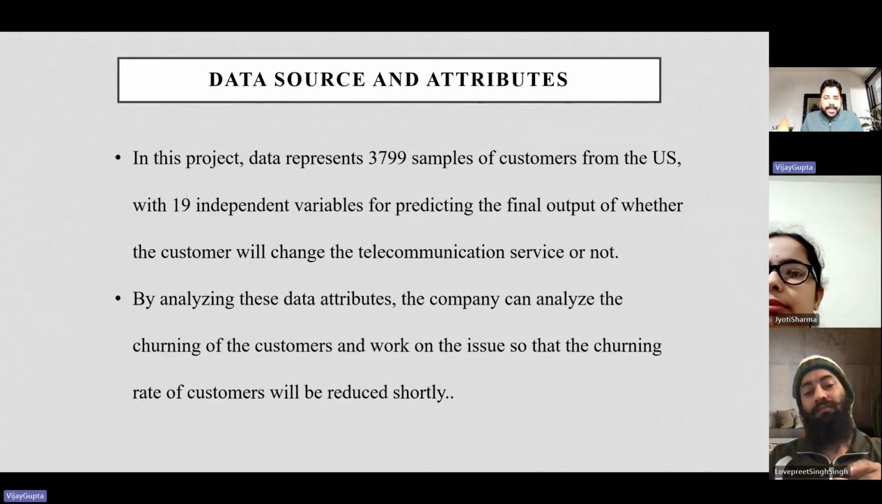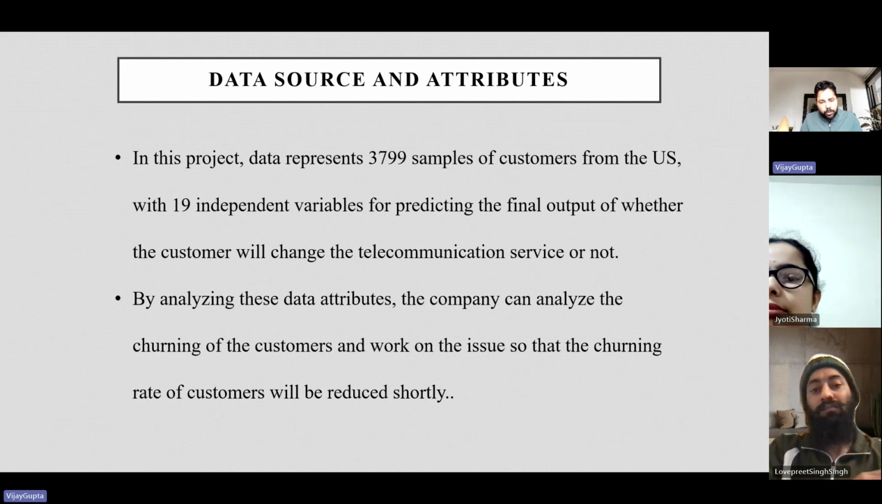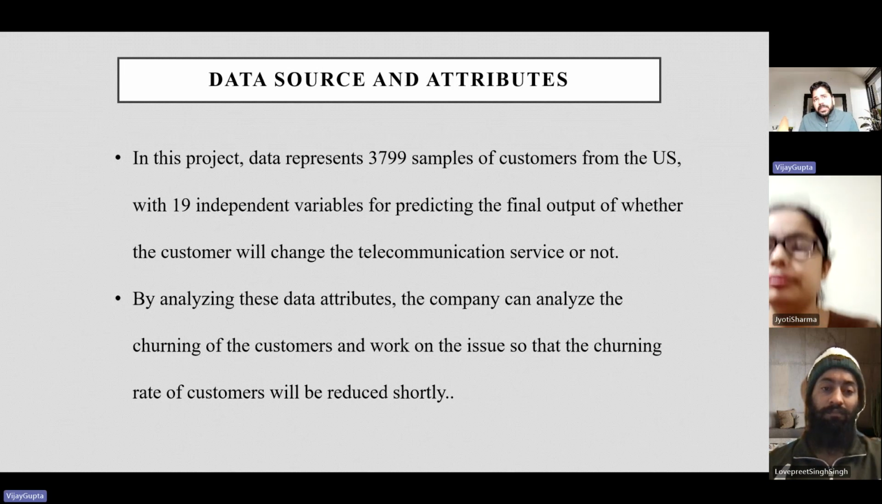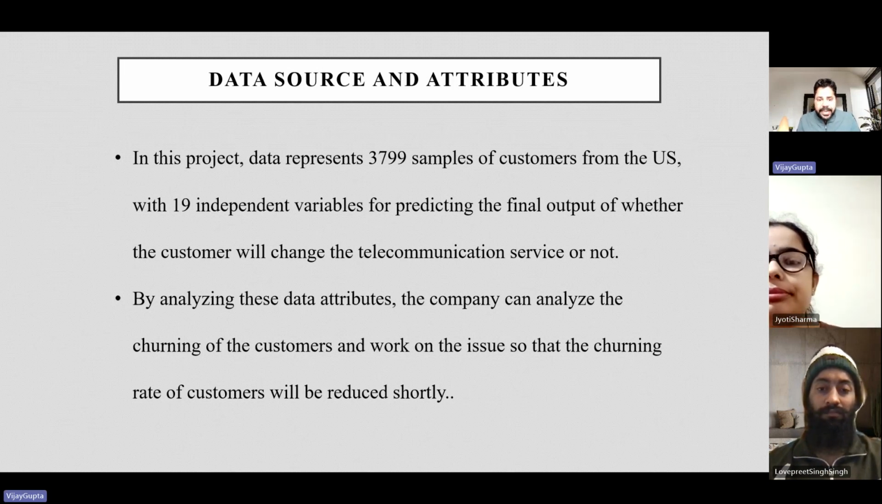Next is data source and attributes. In this project, the data represent 3,799 samples of customers from the US, taken with 19 independent variables for predicting or analyzing whether the customer will change the telecommunication services or not. Because nowadays, whenever any problem occurs, it is usual to see customers shift their service from one company to another company.